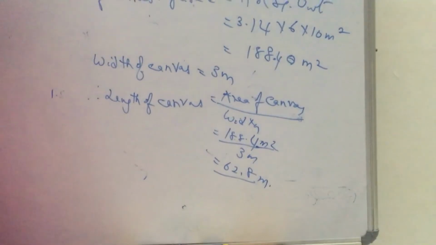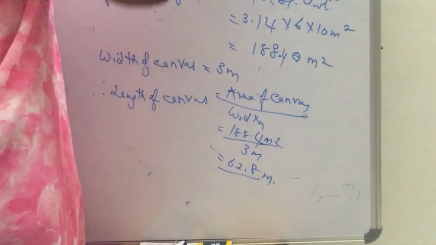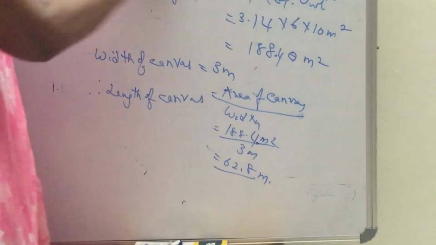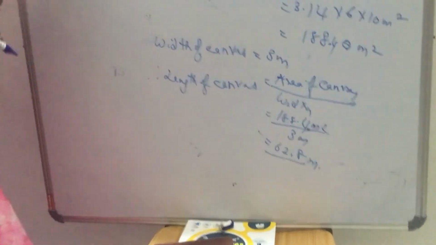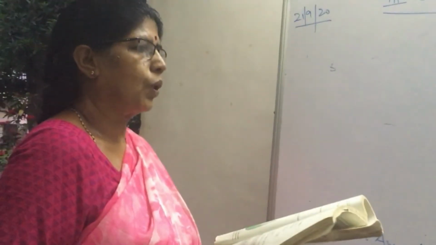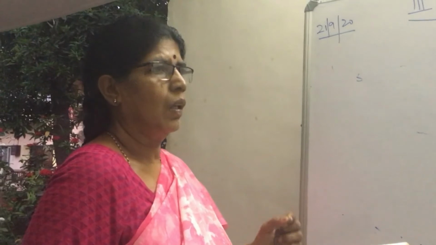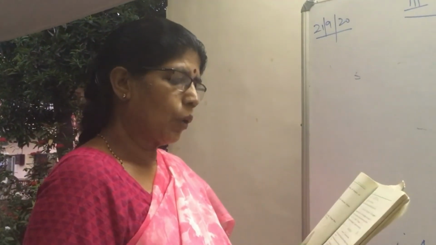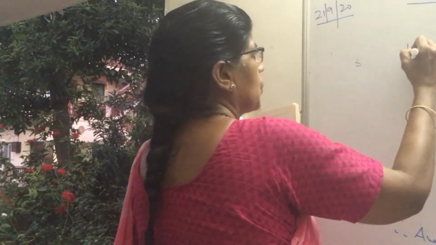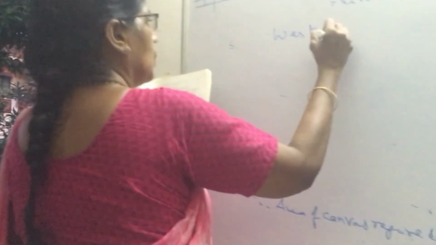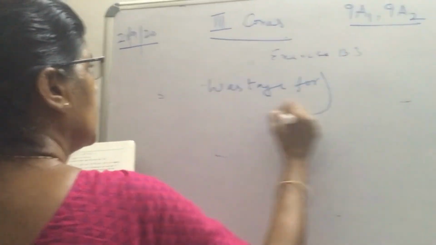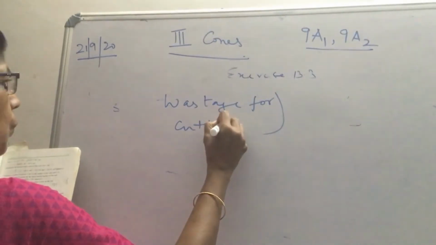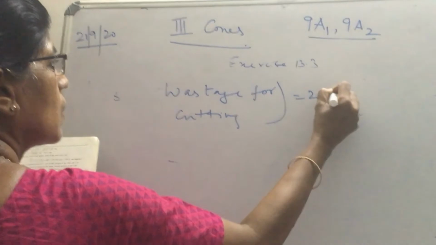Now, for the stitching, they said, children, anytime you want to stitch, you cannot give the exact material, children. Always we have to give extra. Suppose you want to make a dress, you cannot give exactly 2 meters. Little more than 2. In the same way, to make the conical tent, what is the wastage? Wastage for stitching, wastage for cutting is how much? The wastage for cutting is 20 centimeters.